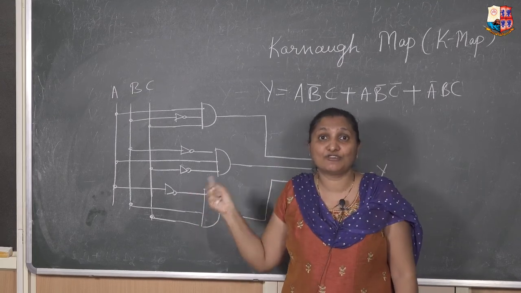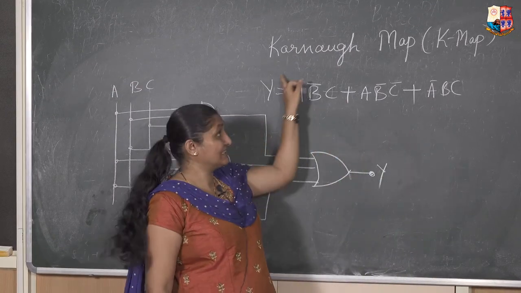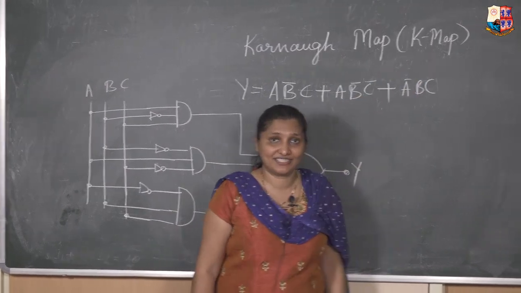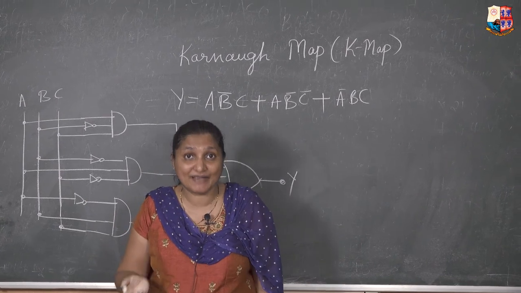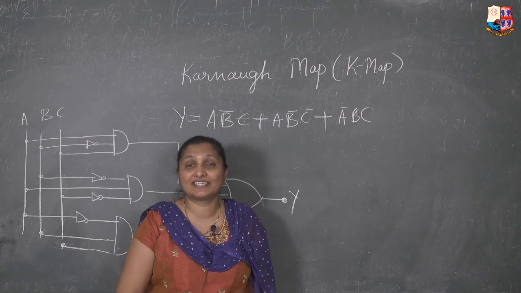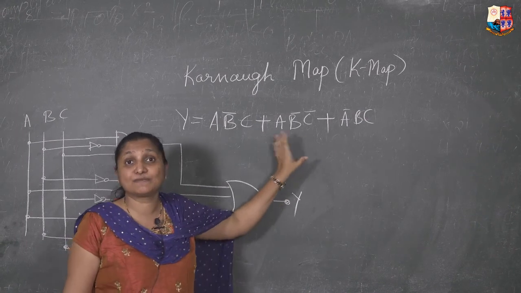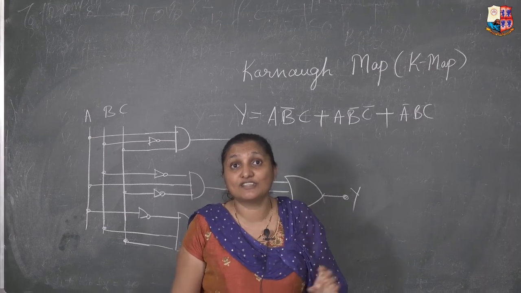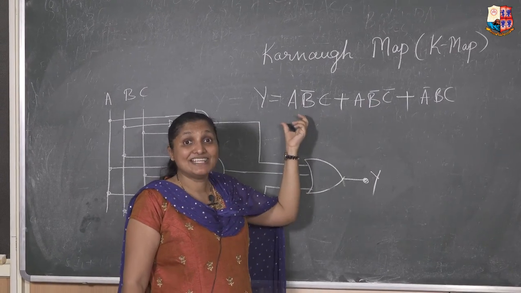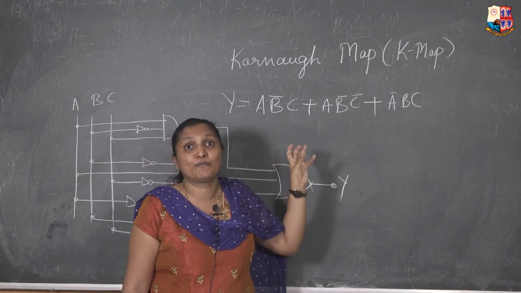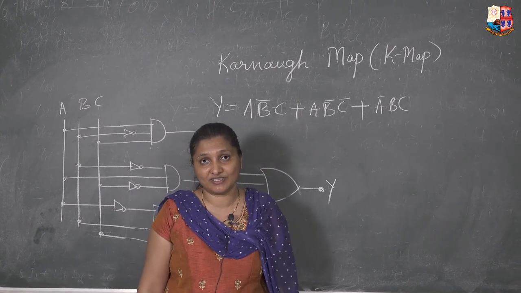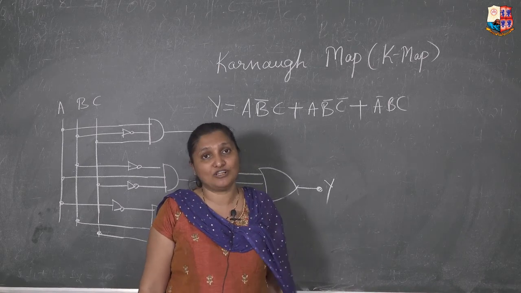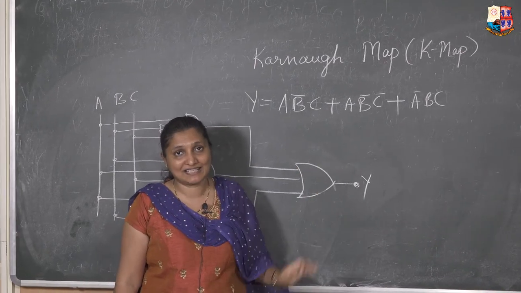The method we are going to learn is called the Karnaugh map, or in short the K-map method. So what is this K-map method, and how can we use it to simplify Boolean equations? We are going to focus only on Boolean equations having SOP terms, that is sum of product equations, and how to solve them using K-map in today's class.